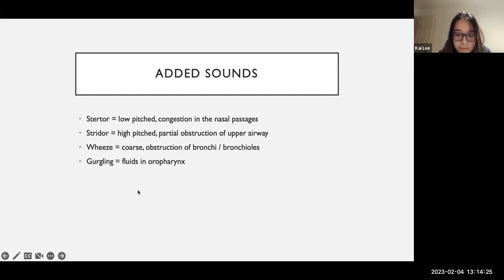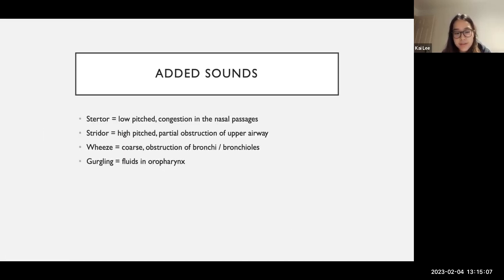In terms of sounds, some sounds you might hear when the patient is breathing are snoring, which is a low pitch congestion within the nasal passage. There's also stridor, a high pitched noise that indicates partial occlusion of the upper airway. There are also wheezes, which require a stethoscope to auscultate the lungs and listen for coarse sounds, indicating obstruction of the bronchi and bronchioles. And there's also gurgling, which would indicate that there's fluid within the oropharynx.